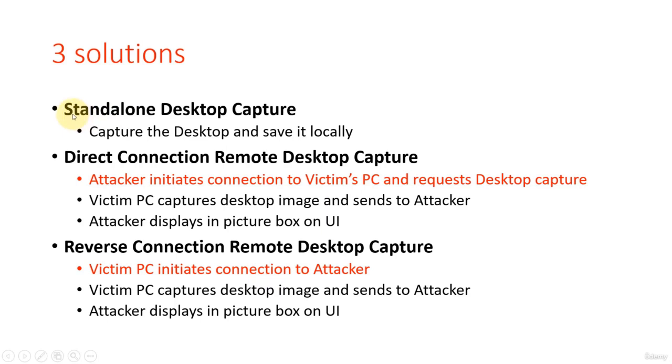Now the reason why we start off with number one is so that you can get a basic understanding of how a desktop can be captured. Once you have understood the basic principles of how to capture a desktop, then you can split it into two sections, the attacker machine part and the victim machine part. The same thing with number 3. And the reason why there's a difference with number 2 and number 3, we will look at in the next slide.